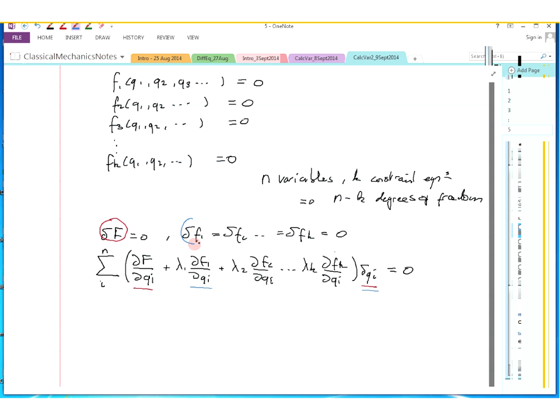This term here is this term, etc. Right? So we've just constructed delta capital F plus lambda 1 delta little f1 plus lambda 2 delta f2, etc. equals 0. And because each of these is 0, we've just said that 0 equals 0. But we've added in a bunch of lambdas that don't change the result. So we did exactly the same thing that we did.